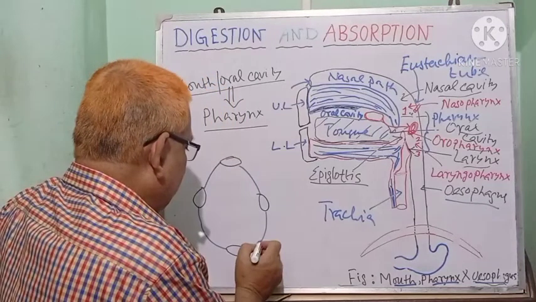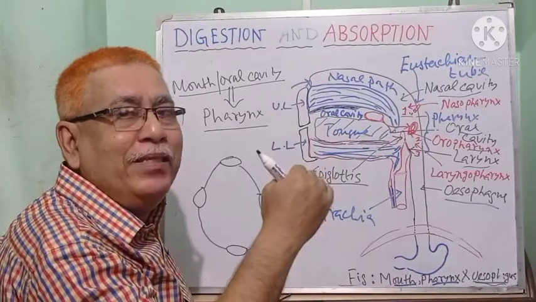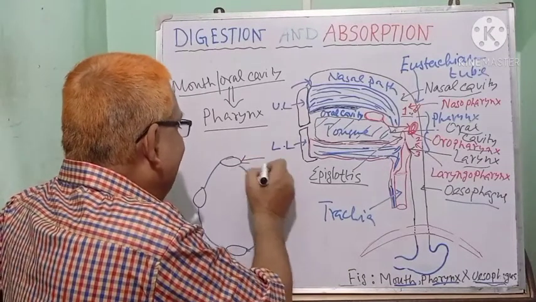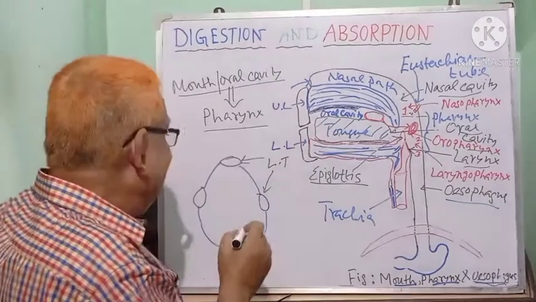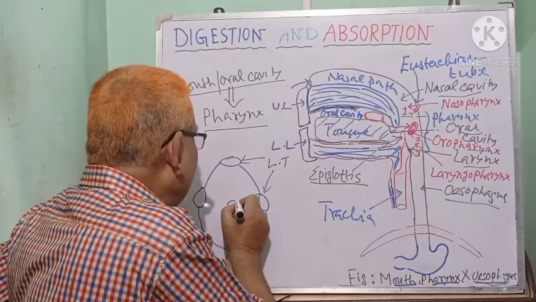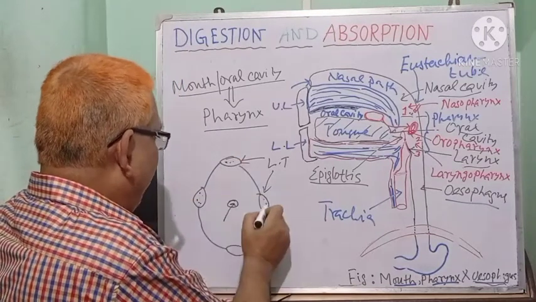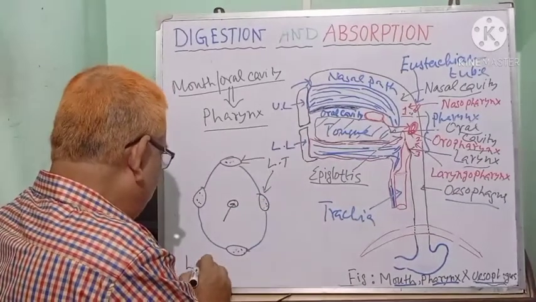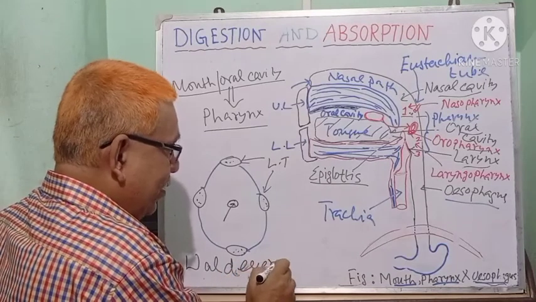Lymphatic tissues of the pharynx. Within the pharynx, there are several patches of lymphatic tissue. These are the lymphatic tissues of the pharynx and oral cavity. This is the gullet. They form a ring-like structure, and this ring-like structure is called Waldeyer's ring.